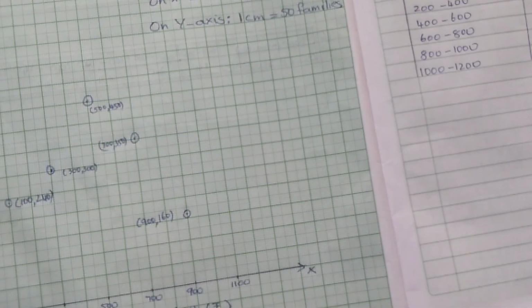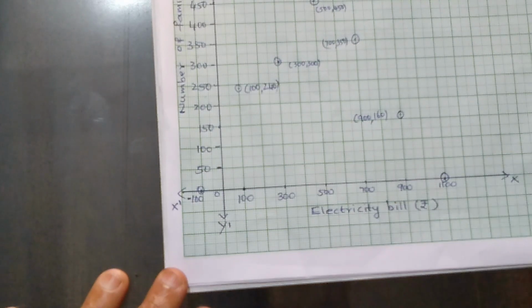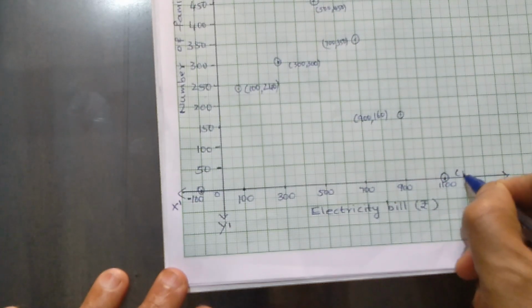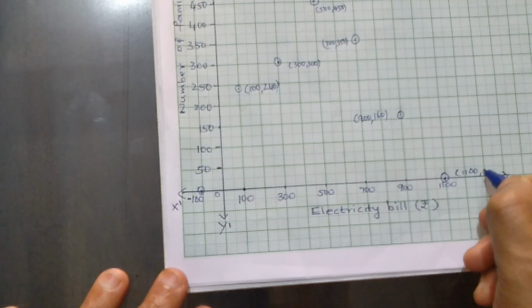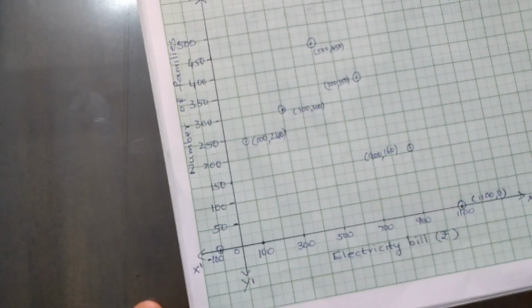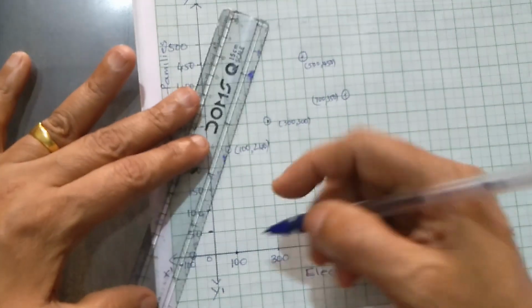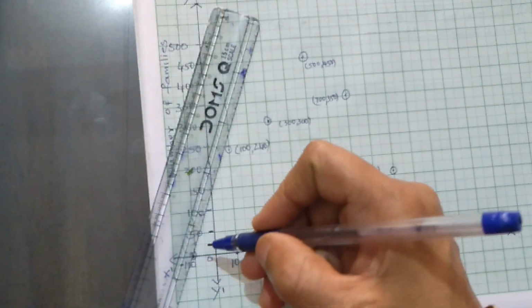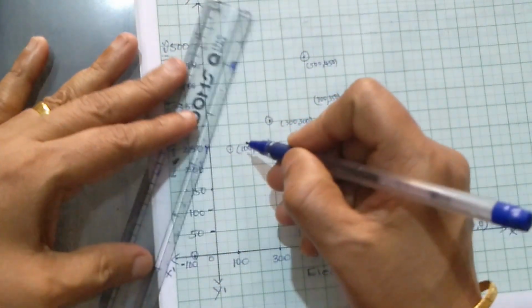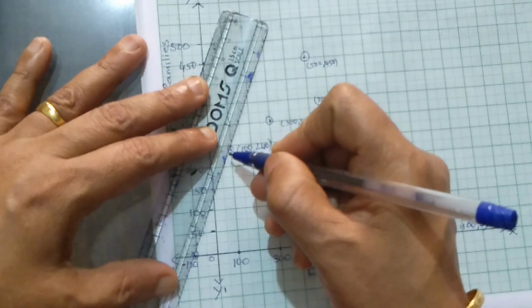1100 and 0. So 1100 and 0 will come over here. Now you connect all these points. You have to connect it by drawing a straight line.